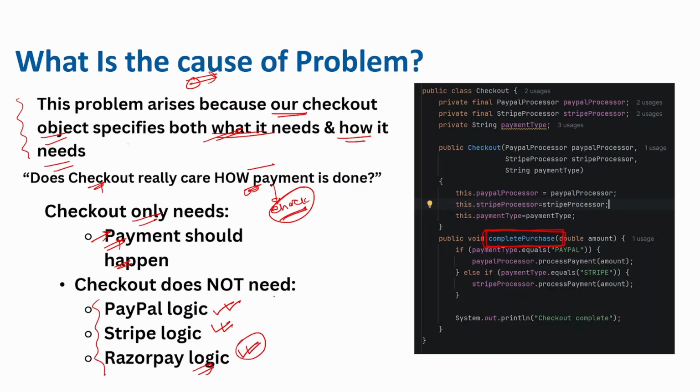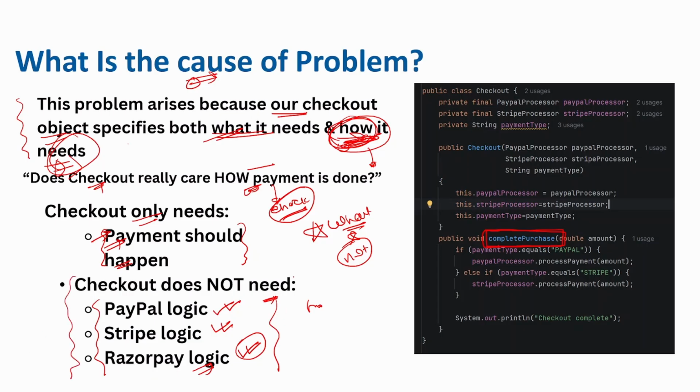So what does the checkout class need? It needs only that the payment should happen, and it does not care how the payment is done. It only needs to know what needs to be done and not how. This how leads to tight coupling between the checkout and the payment processor class. So this is the problem. But in reality, our checkout class only needs to understand what it needs, not how. If we remove this how from our checkout class, then we can achieve loose coupling between our classes.